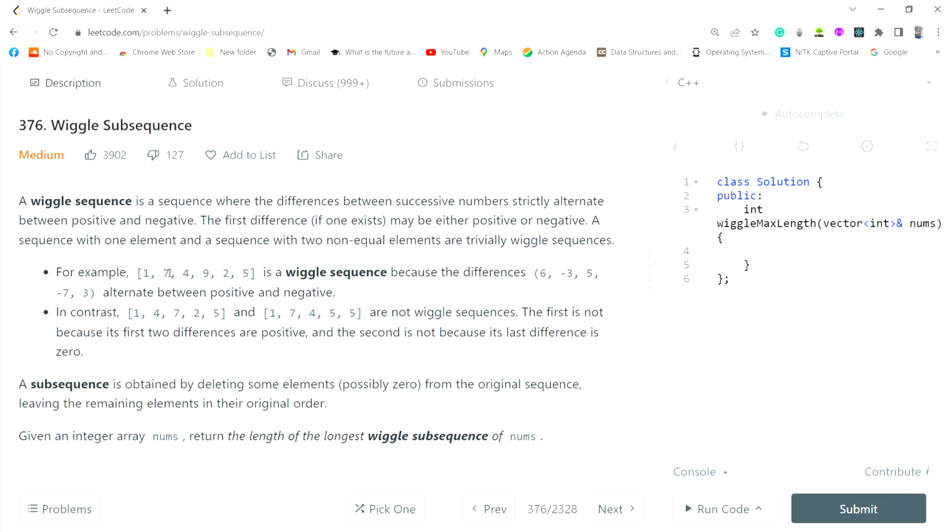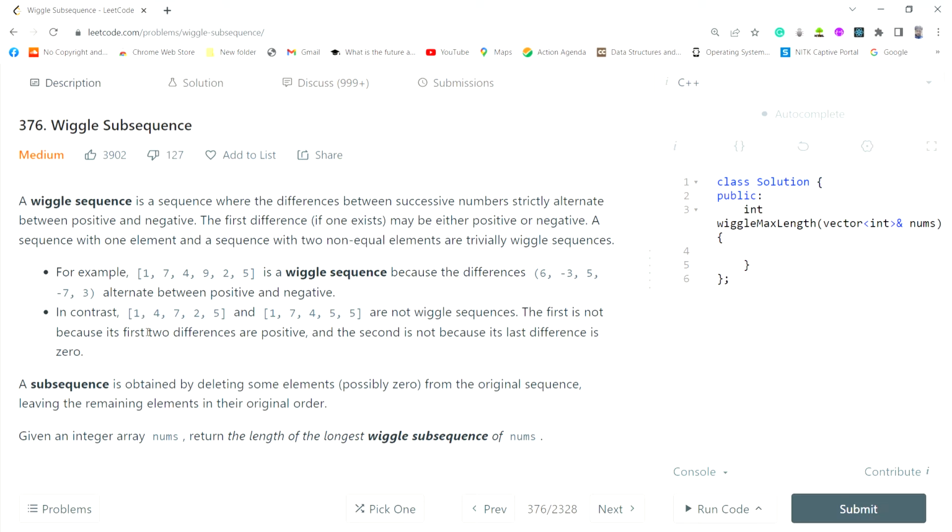We have to check 1 to 7, 7 to 4, not 1 to 4. 1 to 7, it's increasing. Good. 7 to 4, it's decreasing. Good. 4 to 9, it's increasing. Nice. 9 to 2, it's decreasing. And 2 to 5, it's increasing. As you can see, these alternate. The differences: 1 to 7 is 6, 7 minus 1 is 6, 4 minus 7 is minus 3, and so on. So they alternate, and this is a Wiggle sequence.